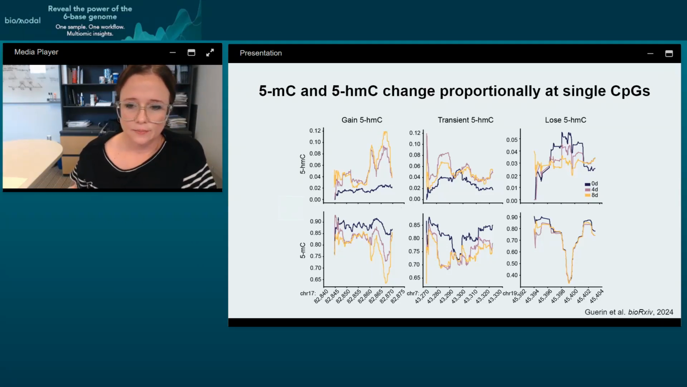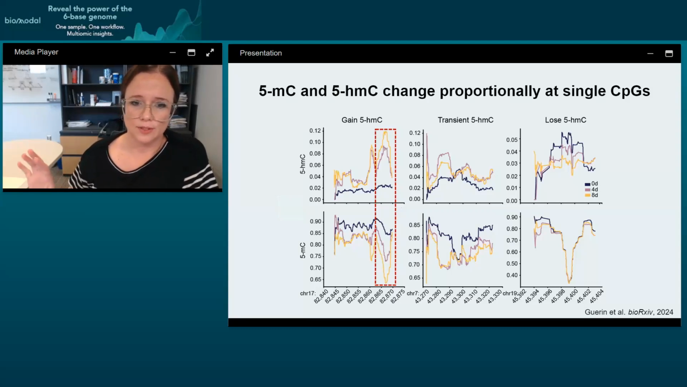And to zero in on one specific region, each of these lines represents a different time point. So 0 is the dark line, 4 days is the purple line, and yellow is 8 days. We did 6-base sequencing at 3 different time points, one representing the earliest stage of differentiation, one representing this intermediate transitional state, and one representing a state where the cells had already transitioned over to a neural progenitor state.